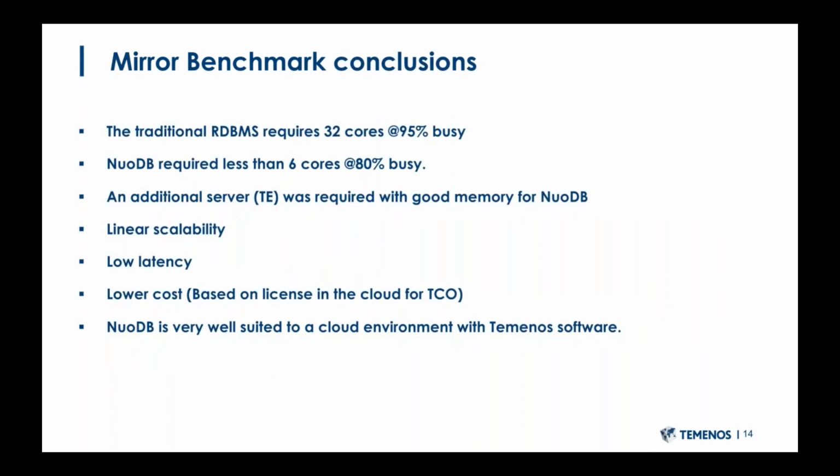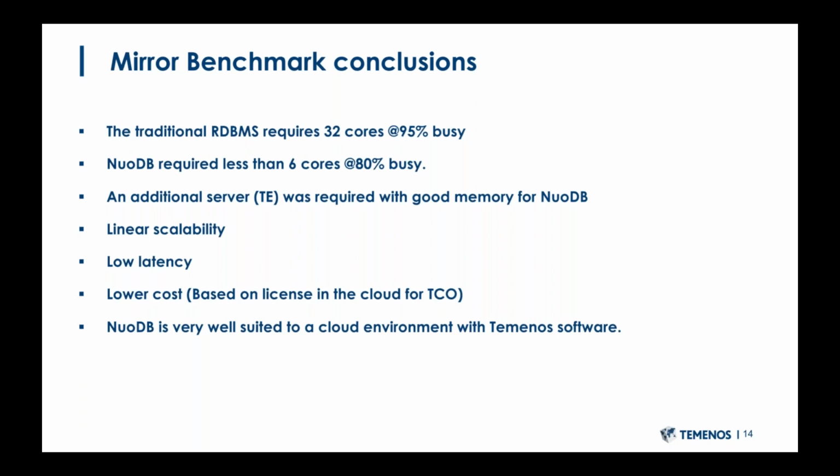So the conclusion from running the two mirror tests, which we ran in the Azure cloud, so we were completely away from any of our on-premise tuning or operational workload: the traditional RDBMS was flat out at 32 cores for 3,000 TPS, 3,100, and NuoDB was around 5.2 cores at 80% busy. But you do have to remember you need a transaction engine as well. The transaction engine in this case only had 8 cores, but it did need a good stamp of memory. I think we had 180 GB on there.